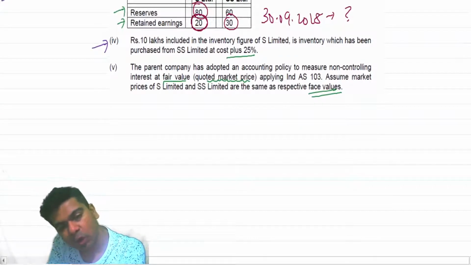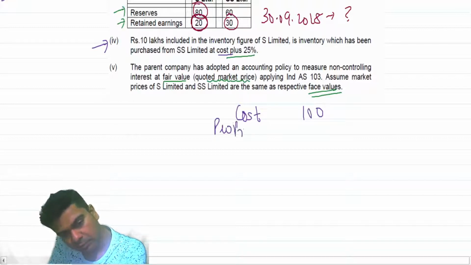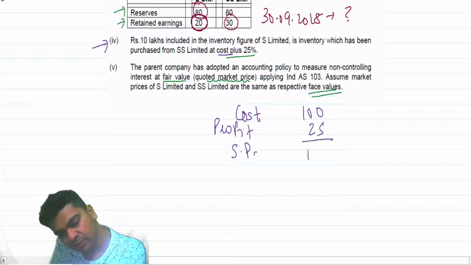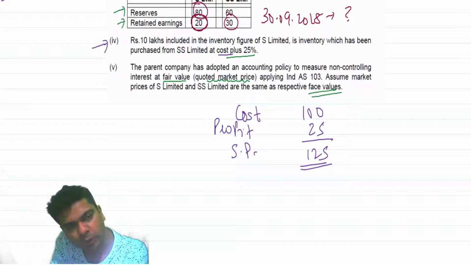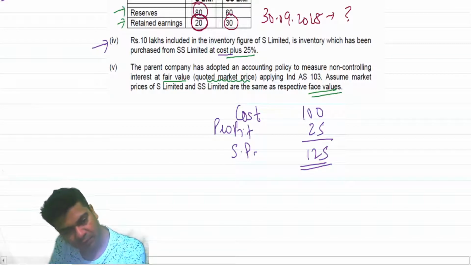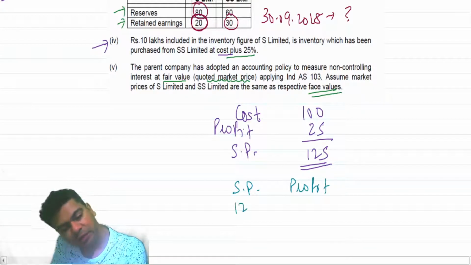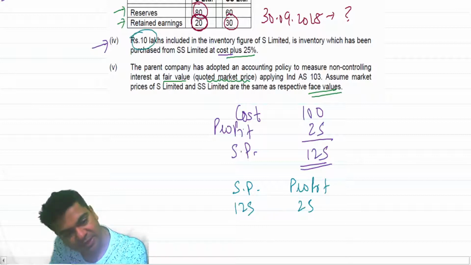They are saying it is cost plus 25%. So if the cost is 100, profit is 25%, so that will turn out to be 25. In other words, your selling price is 125. So applying the rule of proportion, it is working something in this way. Selling price and the profit. Okay. Selling price is 125, then profit is 25, while our selling price is 10 lakhs of rupees.